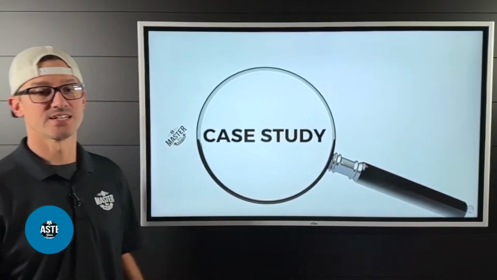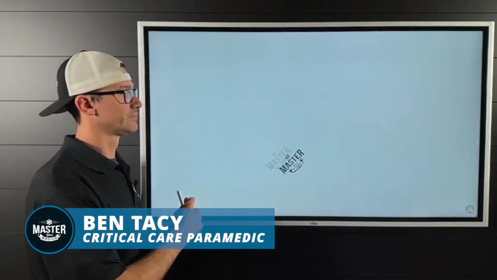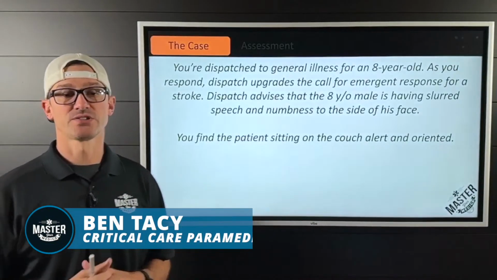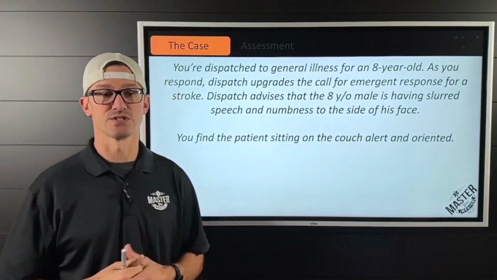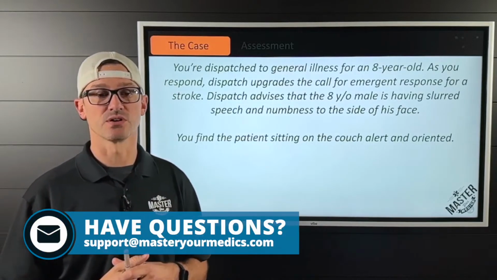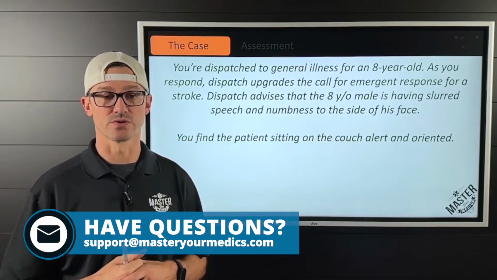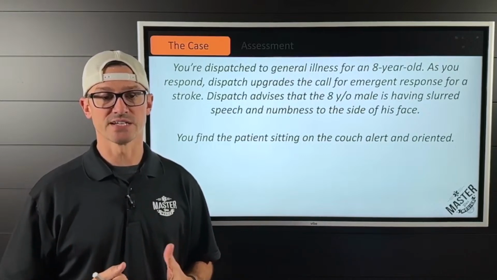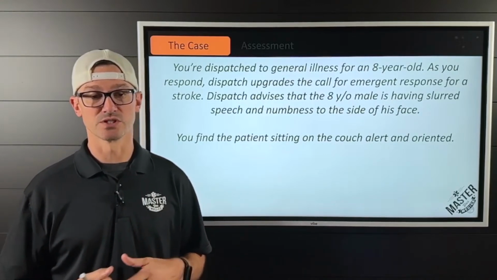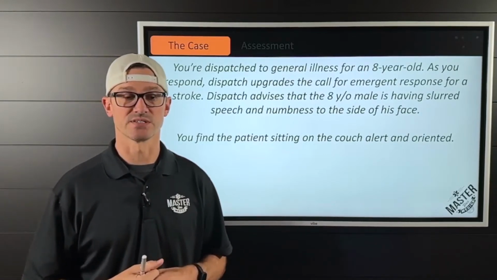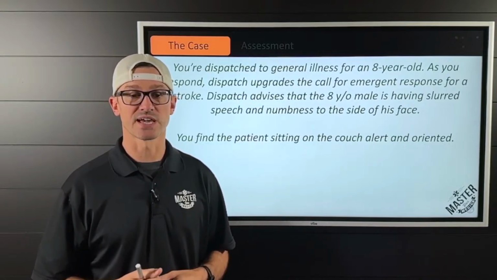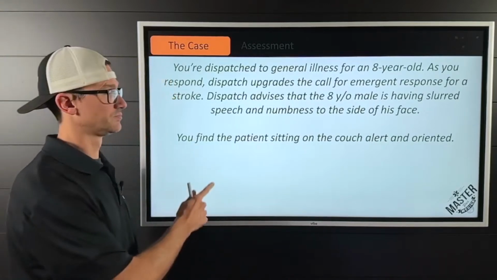Let's get into this case study. You're dispatched to a general illness for an 8-year-old. As you respond, dispatch upgrades the call to an emergent response for a stroke. The dispatcher advises you that the 8-year-old male is having slurred speech and numbness to the side of his face. You find the patient sitting on the couch, alert and oriented.